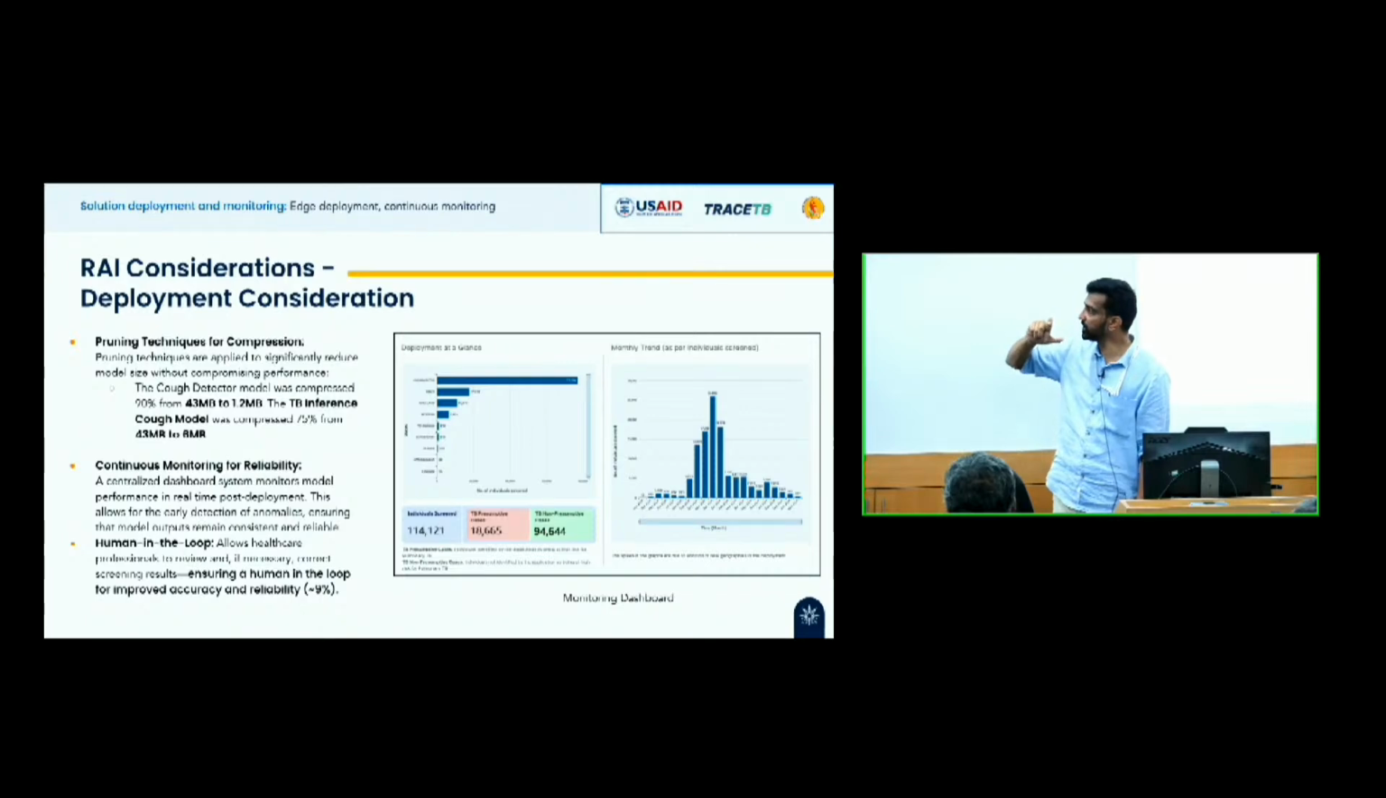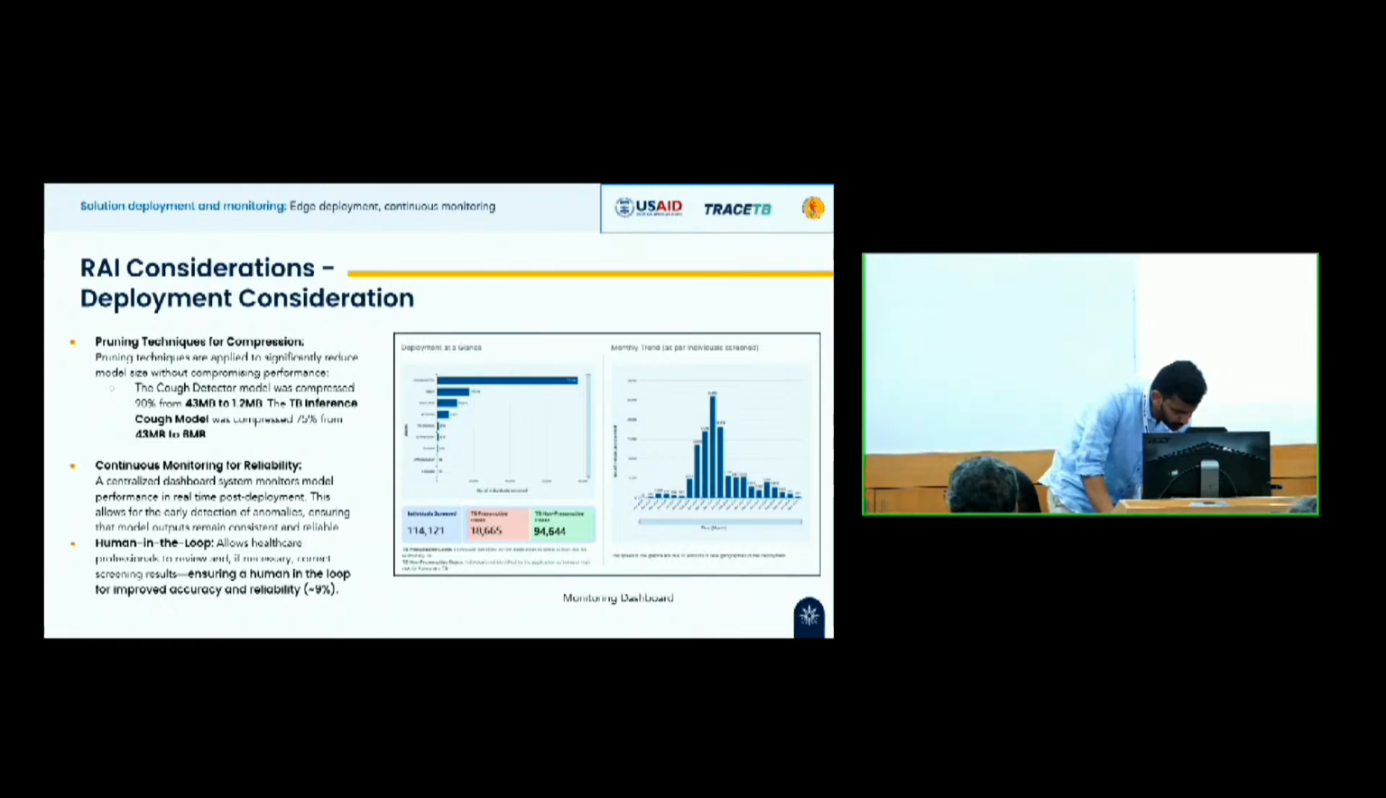It's a small model to detect if there is a cough in a certain window of your voice clip, so that you don't have to send all the voice clips to the inference model. So it's a very small model. It's again a CNN based model. That's from 43 MB you could compress it to 1.2 megabytes. And the inference model, which was originally 43 MB, to 6 megabytes.